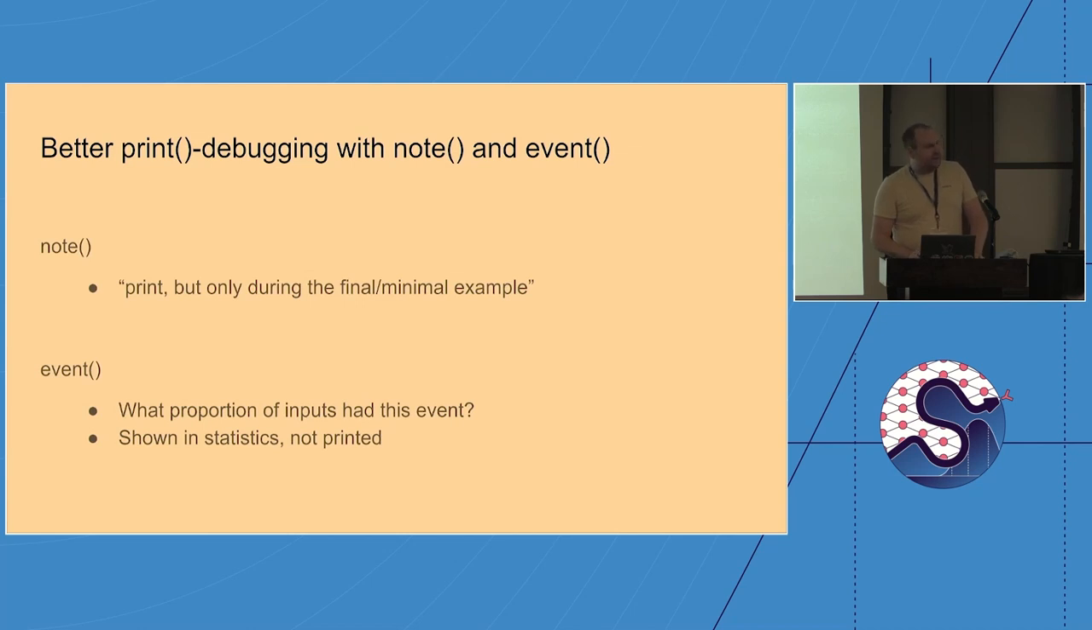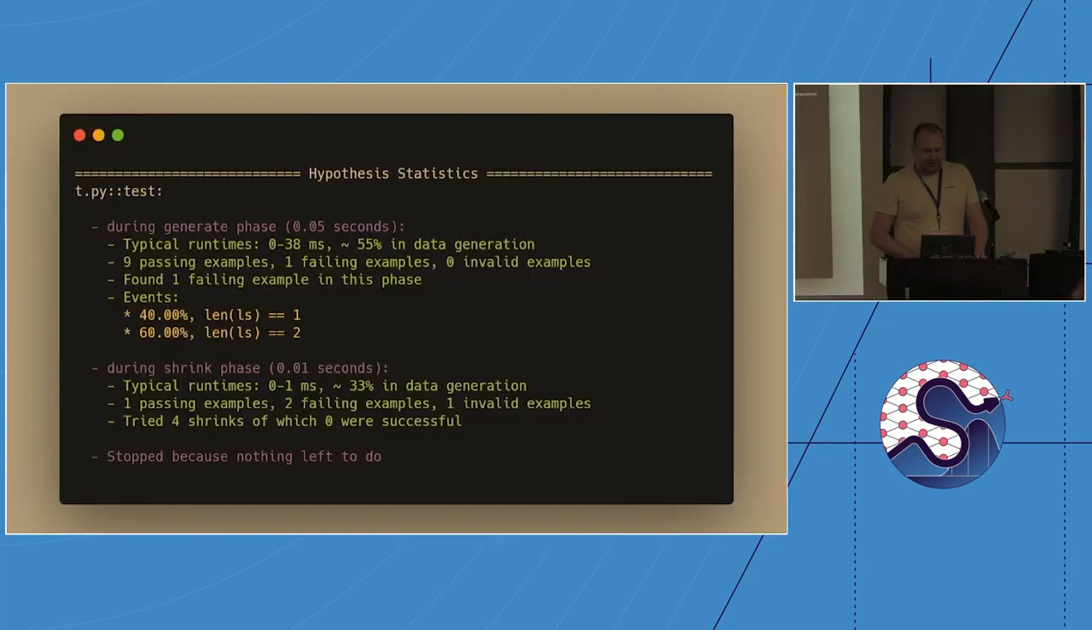The thing to note is that event is not printed by default. Event is just shown as part of the statistics. So if you pass dash dash hypothesis show statistics on the command line, it will print something like this for your test function. You say, well, when you were generating examples, here were the run times, and here was the sort of fraction of time spent generating data compared to running your test code.